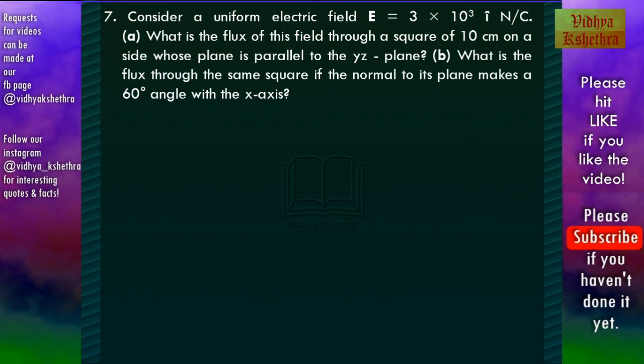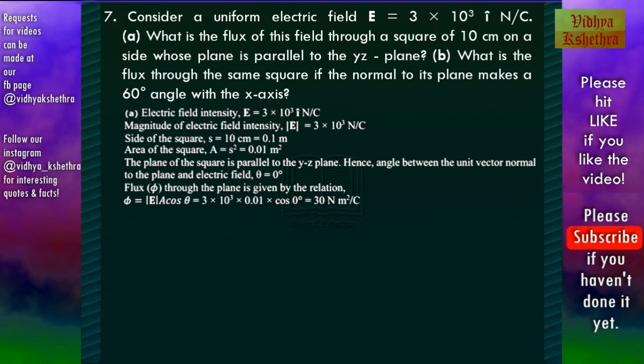For that, consider a uniform electric field E equal to 3 into 10 raised to 3 i cap Newton per coulomb. What is the flux of this field through a square 10 centimeter on a side whose plane is parallel to the YZ plane? What is the flux through the same square if the normal to its plane makes a 60-degree angle with the x-axis? In this case, the electric field intensity is given as 3 into 10 raised to 3 i cap.